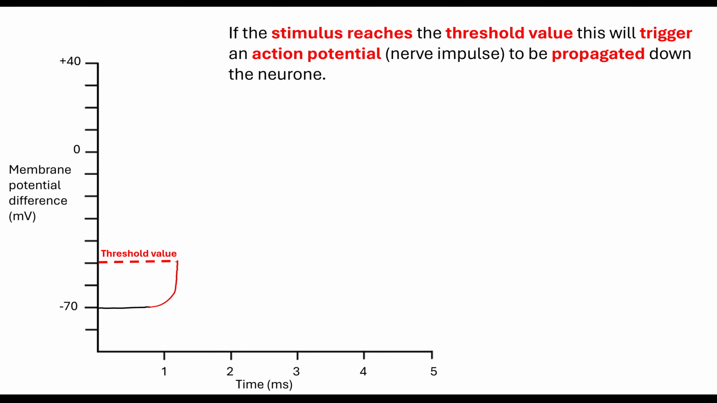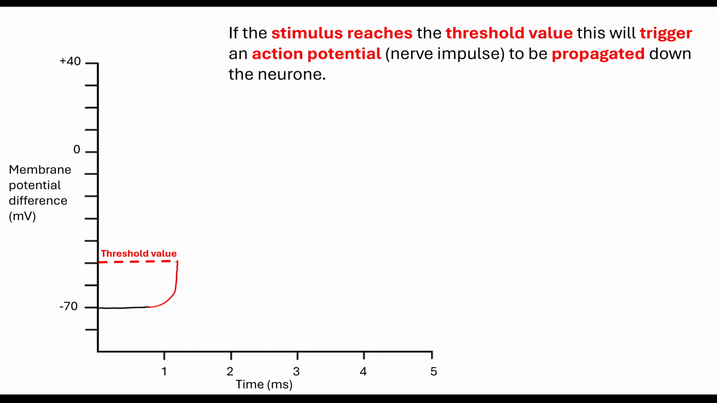Well, if the stimulus actually reaches the threshold value, then this will trigger what's known as an action potential. Now, an action potential is what we refer to as our nerve impulse. Now, this action potential is going to be propagated down the neuron. So propagated down the neuron basically means it's going to move from one end all the way down to the other end. And it does that through a set of stages.